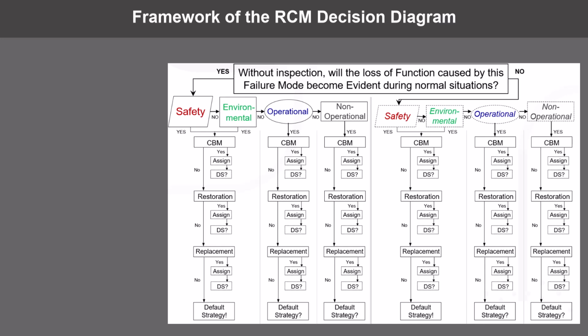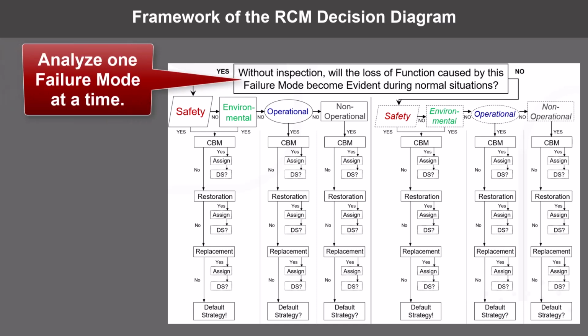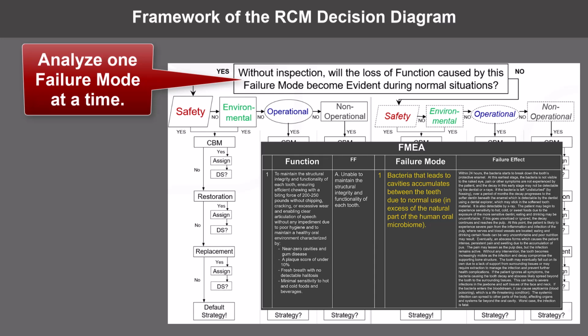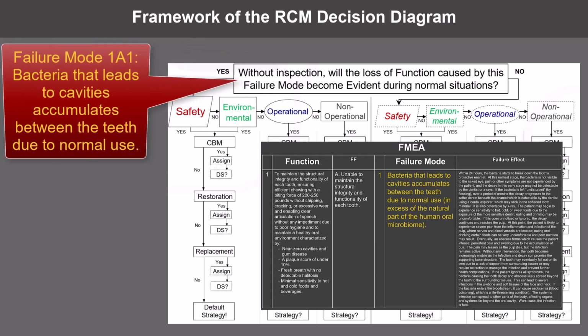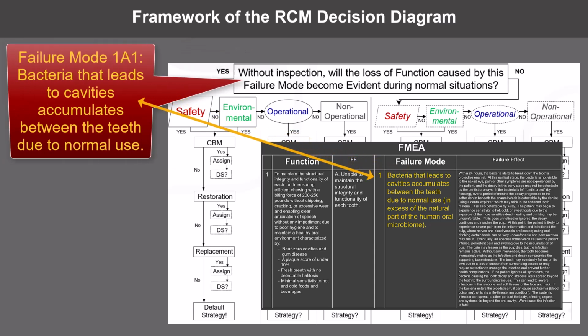Let's take a look at the framework of an RCM decision diagram. We use the RCM decision diagram to assess failure consequences. When we do RCM, we analyze one failure mode at a time. So we refer to our FMEA and start with the first one: bacteria that leads to cavities between the teeth due to normal use. In the first question, we establish if the failure mode is evident or hidden. How we do that is outside the scope of this video.